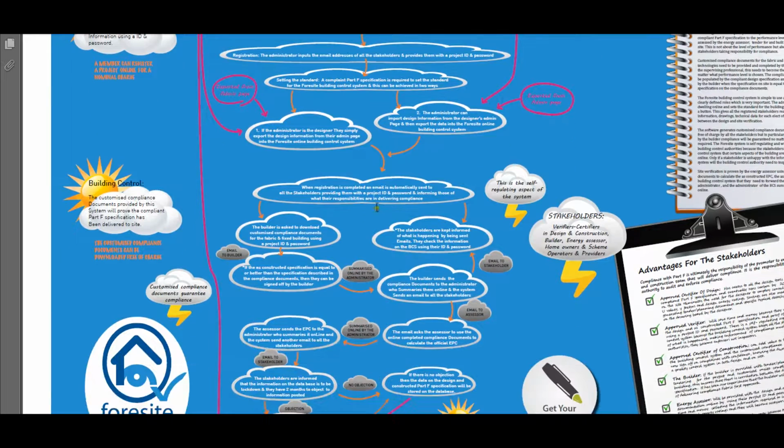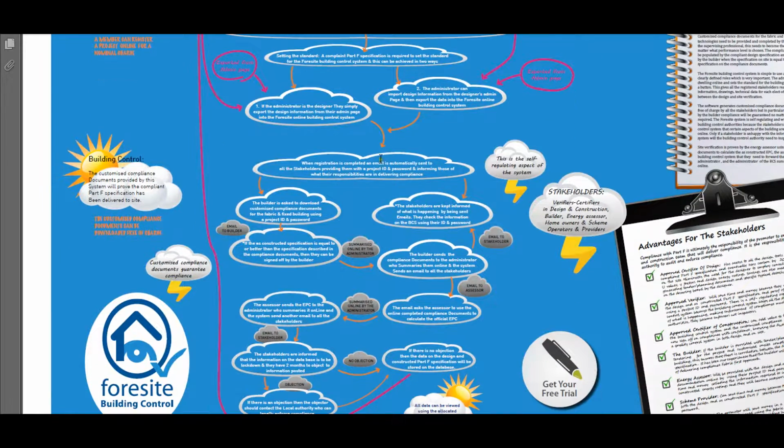An email is sent to the stakeholders giving them clearly defined roles and project IDs and password. The builder is asked to download, free of charge, the customized compliance documents using their project ID and password. If the as constructed specification is equal to or better than the specification on these documents, then they can be signed off by the builder, proving on-site compliance.